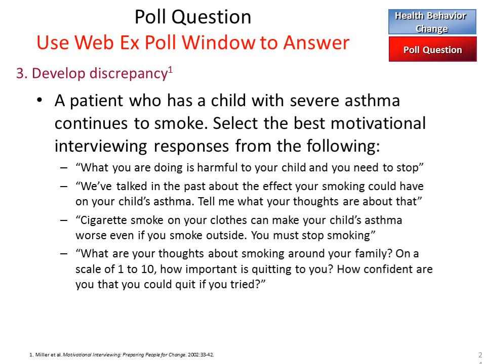Which of these would be the best responses? Number 1, "What you're doing is harmful to your child and you need to stop." Number 2, "We've talked in the past about the effect your smoking could have on your child's asthma. Tell me what your thoughts are about that." Number 3, "Cigarette smoke on your clothes can make your child's asthma worse, even if you smoke outside, and you must stop smoking." Or lastly, "What are your thoughts about smoking around your family? On a scale of 1 to 10, how important is quitting to you? Maybe on that same scale, how confident are you that you could quit if you tried?"